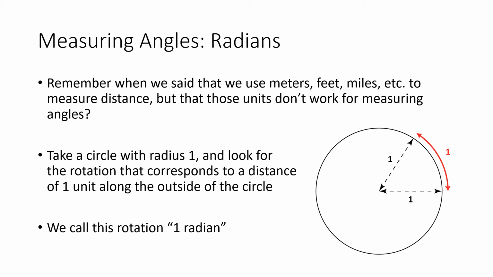So what we can think of is when we look at a circle with radius 1, so the distance from the center of the circle to the edge of the circle is 1 unit. And what we're looking for is an angle, a rotation, that corresponds to 1 unit walking along the outside of the circle. If we can find that rotation, then we call that 1 radian. And it turns out to be approximately 57 degrees, but we're going to get back to the exact conversion rate a little bit later. But there is a rotation where on a circle of radius 1, that gives us a distance of 1 around the outside.